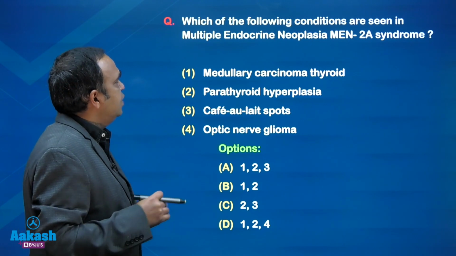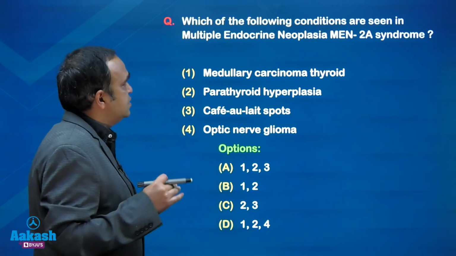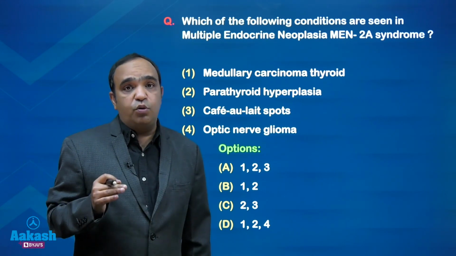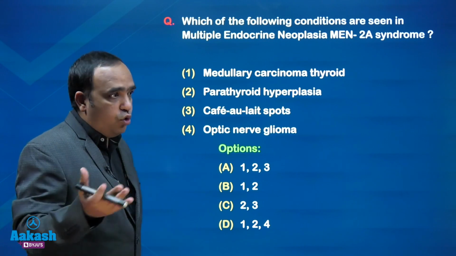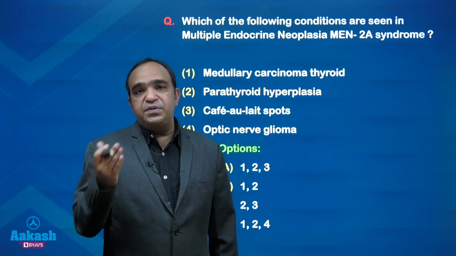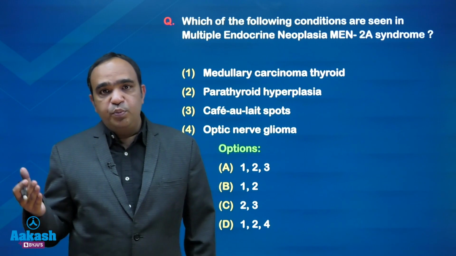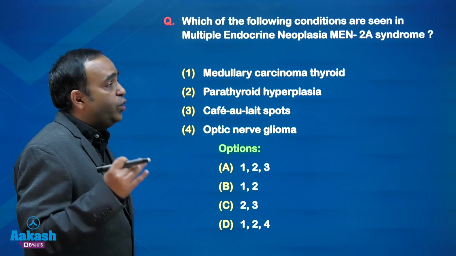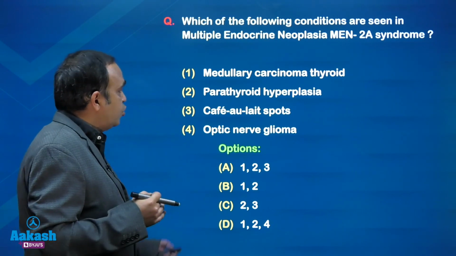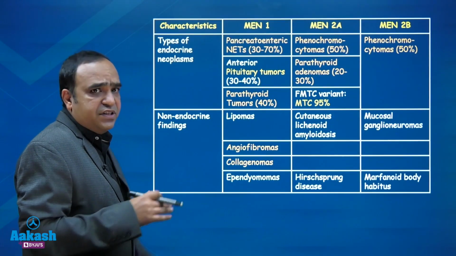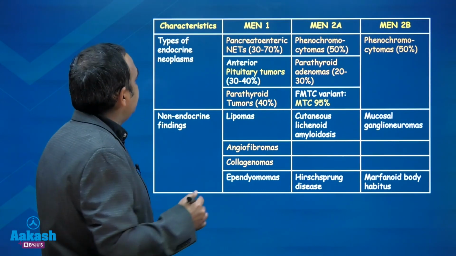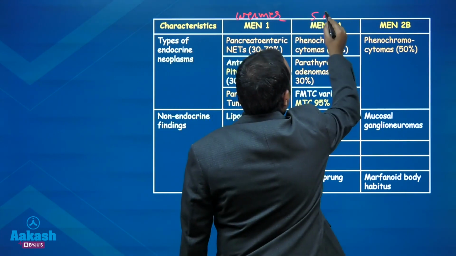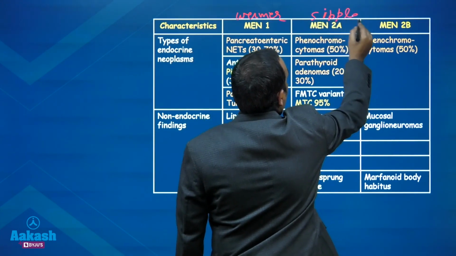Okay, next question. Which of the following conditions are seen in multiple endocrine neoplasia MEN 2A syndrome? MEN 2A syndrome. You know about MEN syndrome. There are three types: MEN 1, 2A and 2B. MEN 1 is also known as Wermer syndrome. MEN 2A is also known as Sipple syndrome. Right. So let us first revise the MEN syndrome. As I told you, MEN 1 is Wermer syndrome and MEN 2 is Sipple syndrome.